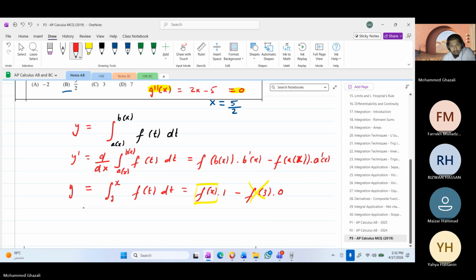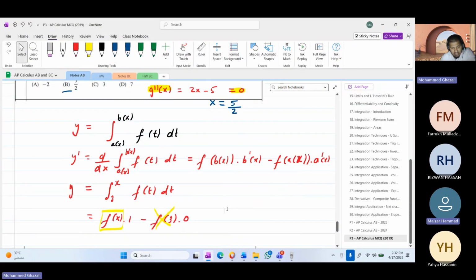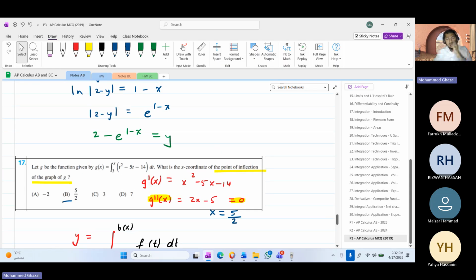Okay? Because f of 3 times 0 will be 0. So you only get f of x. Right. So that's the fundamental theorem of calculus for differentiation. We're basically differentiating an integral. So you understand this now. Just substitute x inside. You got that? Because if you substitute 3 and differentiate 3, you get 0. So that's the reason why you don't get the second part.